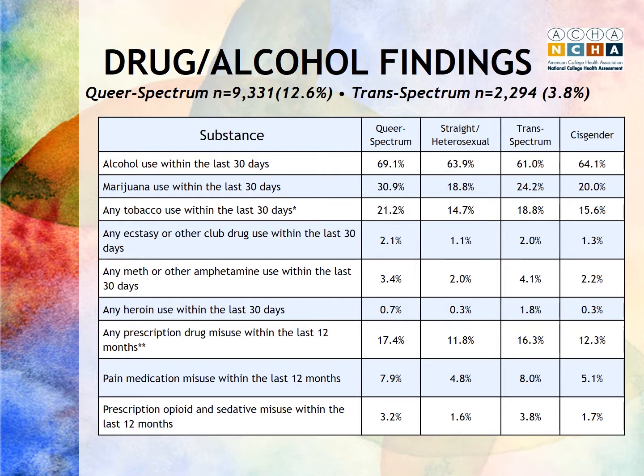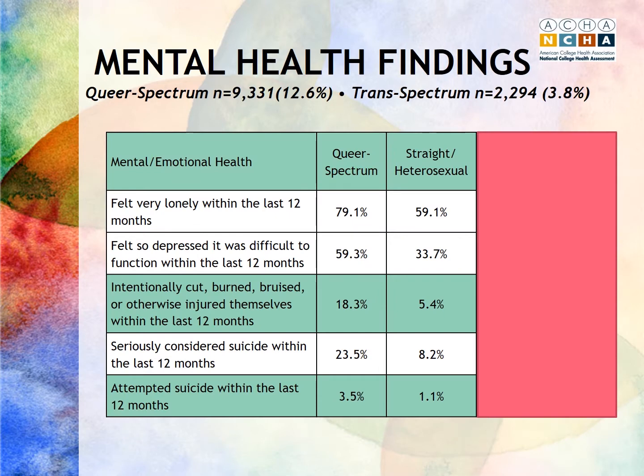noticing the same pattern. Of particular concern for overdose are those students that might mix an opioid with a sedative. And I did, again, very small numbers, but I did take a look within our data. 1.6% of the straight students compared to 3.2% of the students on the queer spectrum, and similar differences with the trans spectrum and cisgender, that considerably more students may be mixing those substances.